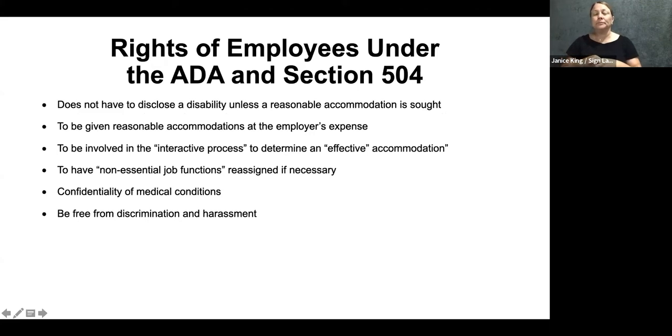So what are employees' rights under the ADA and Section 504? First of all, an individual doesn't have to disclose a disability unless they request a reasonable accommodation. Obviously, if you request a reasonable accommodation, you're asking that the employer recognize the disability. Disclosure is a necessary predicate. They have a right to have a reasonable accommodation at the employer's expense. They have a right to be involved in an interactive process to determine the effect of accommodation.